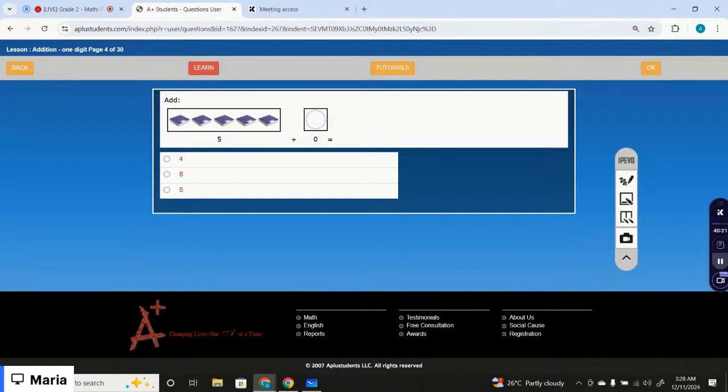5 plus 0, which is the correct option? Whatever number you are adding to 0, the number stays the same. So 5 plus 0 is 5. Option number 3 is the correct option.